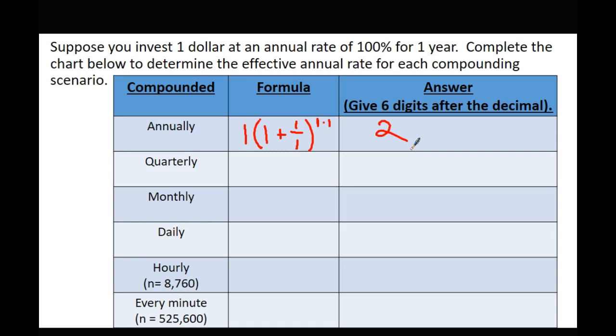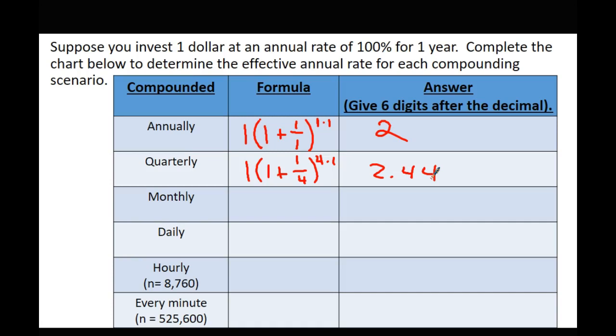Now, quarterly, I'm still investing $1. We're still getting 100% interest rate, but this time it's being broken up into 4 chunks. So that's 4 times per year, right? Now I worked this one out earlier. It's not as easy to do mentally, but you end up with 2.44 something, and that makes sense because we saw that the more pieces you break it up into, the more you get, right?